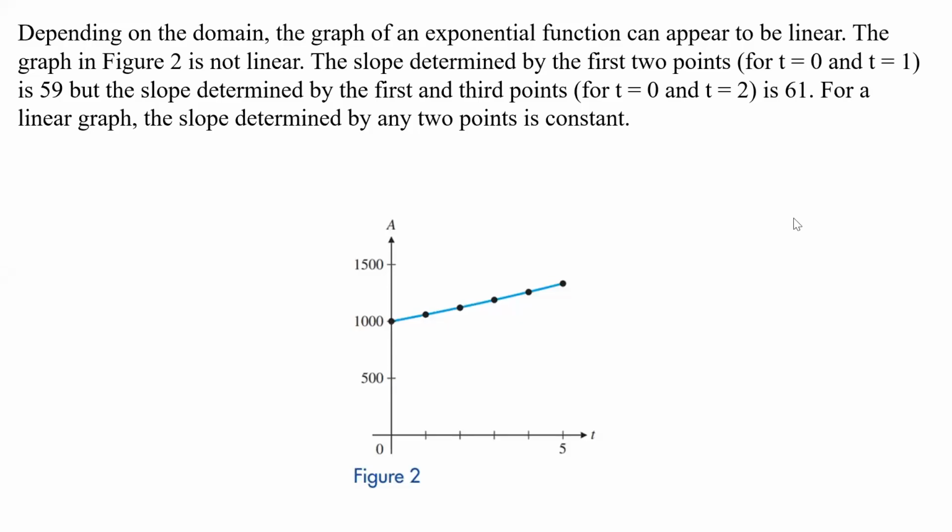All right, so depending on our domain, the graph of an exponential function can appear to be linear. Now, the graph here is really not linear. And so that's what I want to talk about here, because the slope is determined by the first 2 points or the next 2 points or the next 2 points. If we look at these, we can find that between 0 and 1, the slope is going to be 59. But between 0 and the second one over here, that slope is 61. And so each one of those is going to be a different slope.